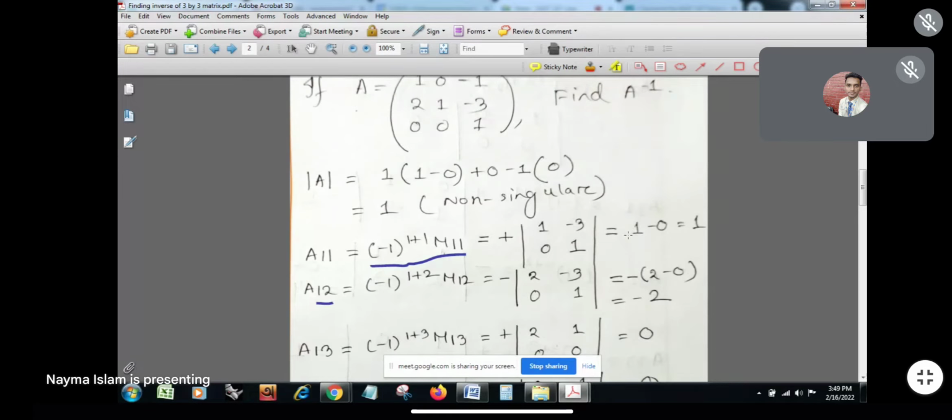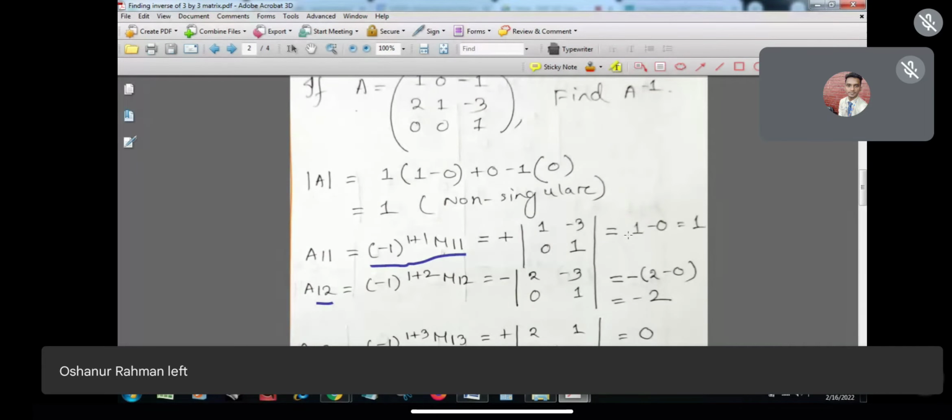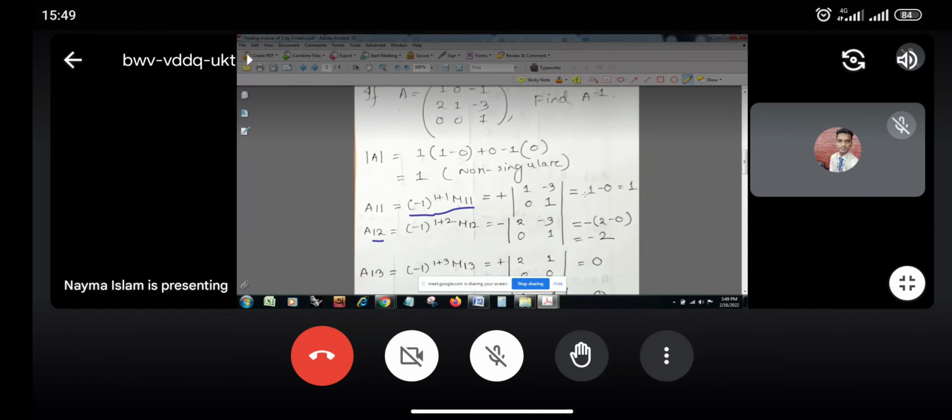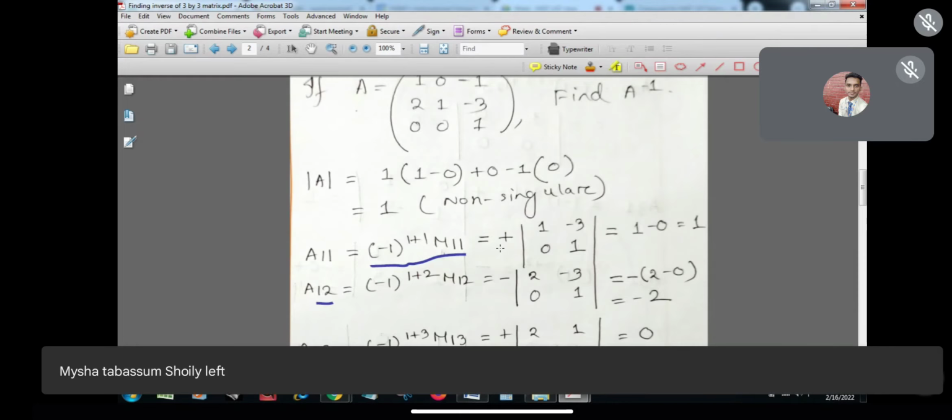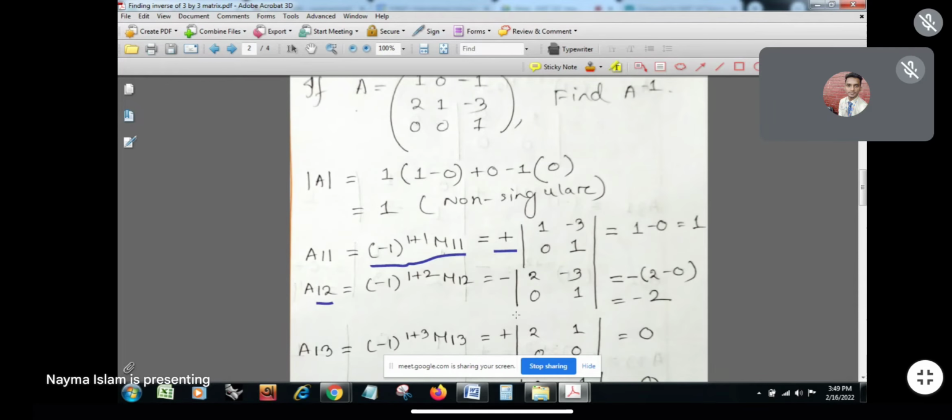Ma'am, if we do this math without this equation, is it okay or not? No, don't apply any shortcut procedure. You can avoid this equation, but you have to write this. The positive sign, negative sign, positive sign, you have to mention that.